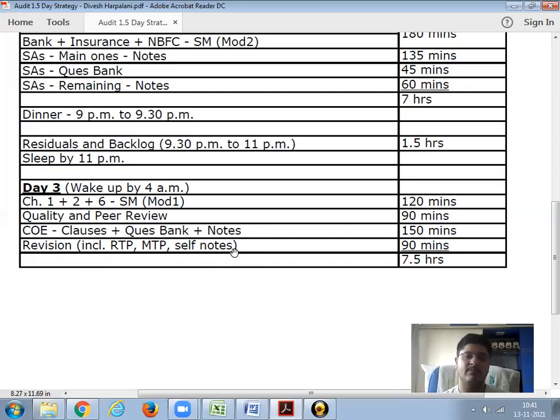So for example, in our MCQs, a lot of limits were tested. So rotation of auditor, or the audit committee limits. You might want to revise those limits as well. That is something for which I have kept 1.5 hours over here.